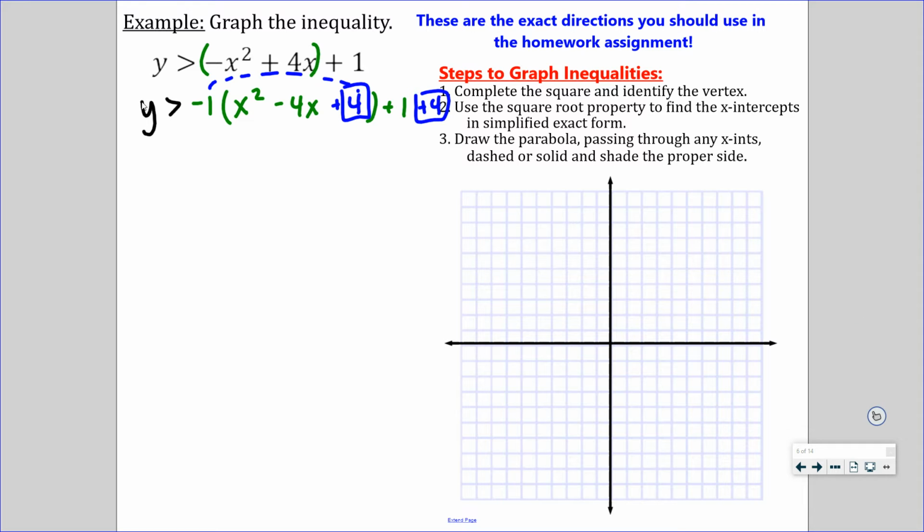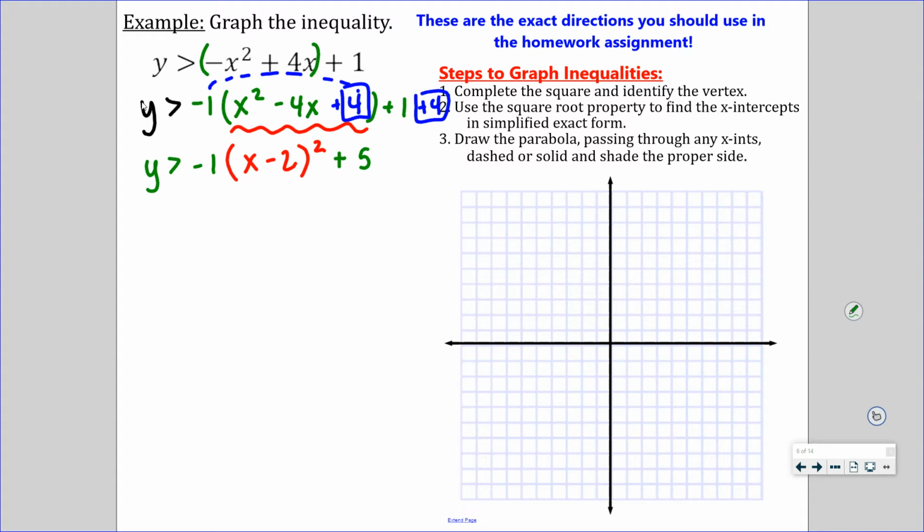Good job. Let's see if my new red marker works. Oh, beautiful. Whoa, look at that. All right, so this factors then to x, half of negative 4 is negative 2 squared. And then I have that negative 1 out in front. And then I have plus 5. Boom. First step done. Complete the square.